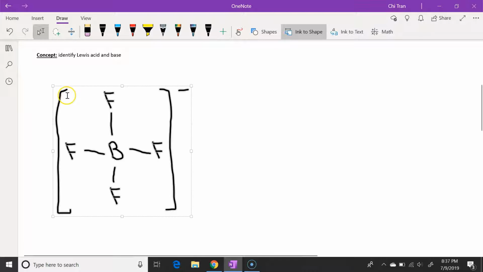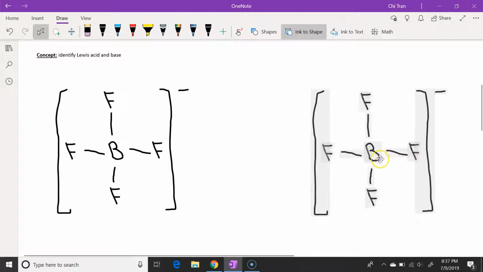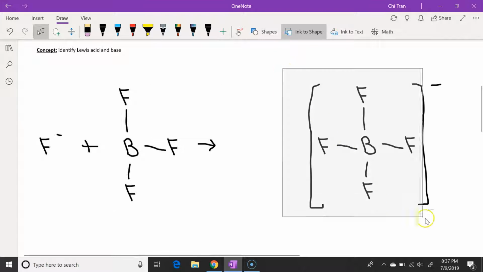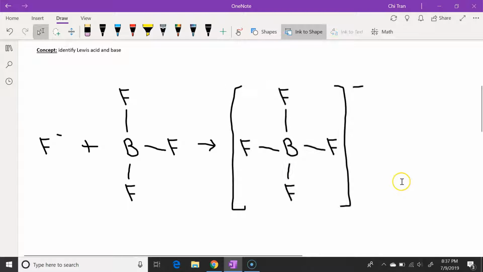Let's look at this compound in an example. So boron's bonded to 4 fluorine. So we only need to look at one of the bonds to figure out which one is a Lewis acid and base. And so to see this more clearly, we can write the compound and the atom before it is bonded together. So we would have an equation looking like this.